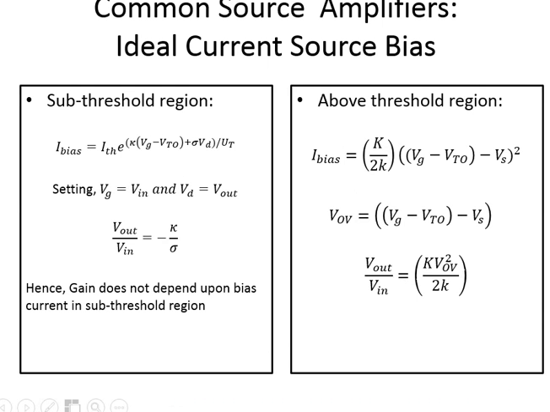In the case of common source amplifiers with ideal current source bias in the subthreshold region, the gain was found to be minus kappa over sigma. While in the above threshold region, the gain was found to be k times overdrive voltage squared over 2 kappa. Also, in the subthreshold region, the gain does not depend upon the bias current.